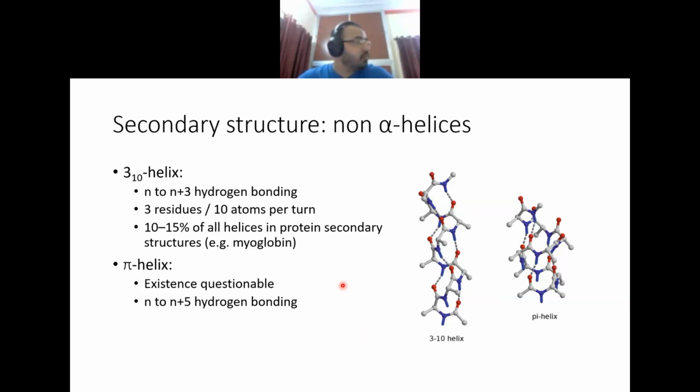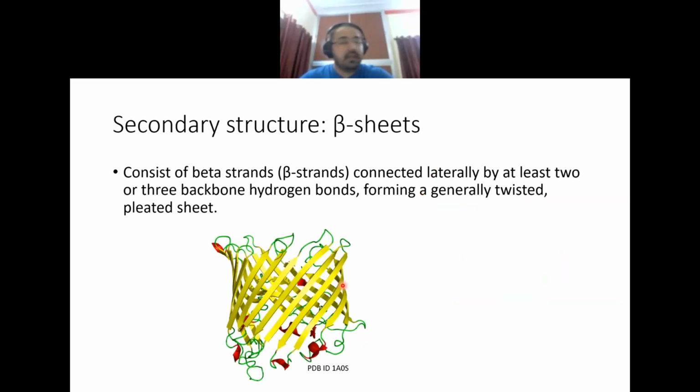The second one would be beta sheets, which consist of beta strands. They are flat strands, and they are connected laterally by at least 2 or 3 backbone hydrogen bonds, generally forming twisted and pleated sheets. They can be anti-parallel, where one strand goes one way and the other goes the other way, or they can be parallel, where both strands go in the same direction. You can see this is a porin protein, PDB ID 1A0S, as an example.